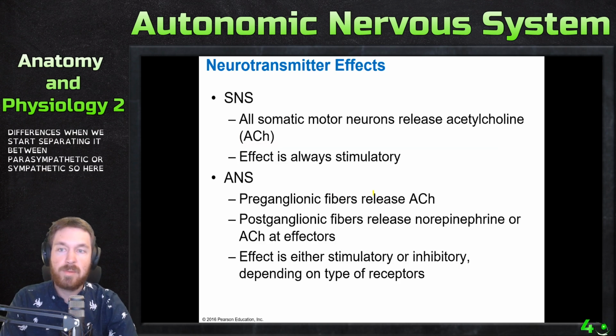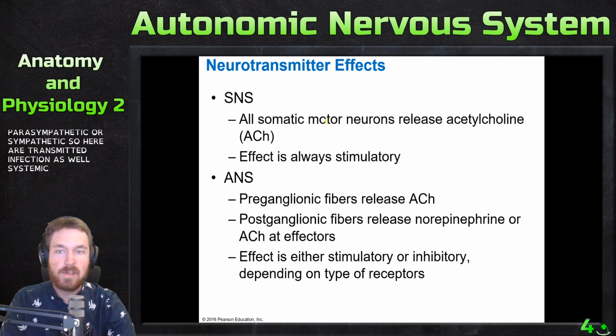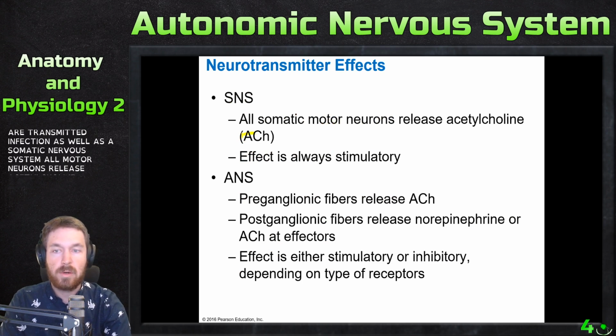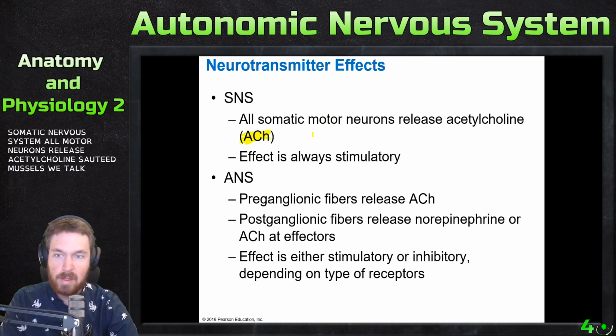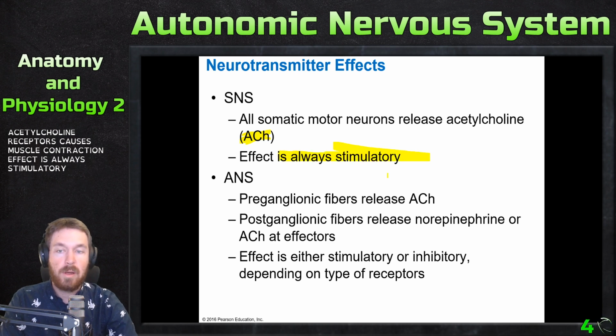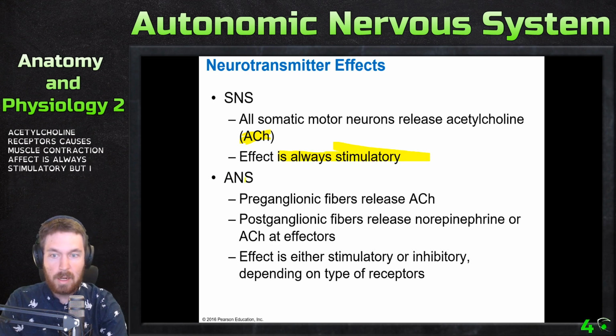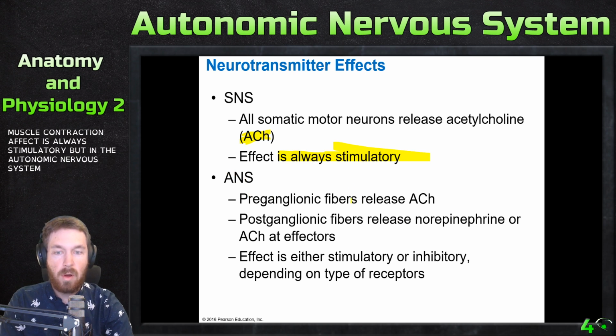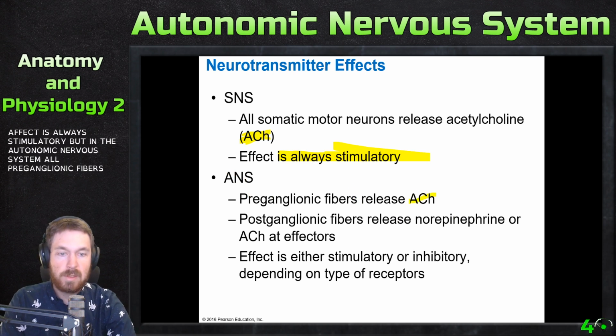So here, neurotransmitter effects as well. In the somatic nervous system, all motor neurons release acetylcholine. At the muscles, we talked about that in the muscles chapter. Acetylcholine binds to acetylcholine receptors and causes muscle contraction. The effect is always stimulatory. But in the autonomic nervous system, all preganglionic fibers release acetylcholine.